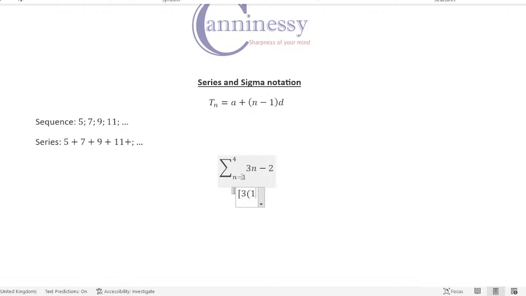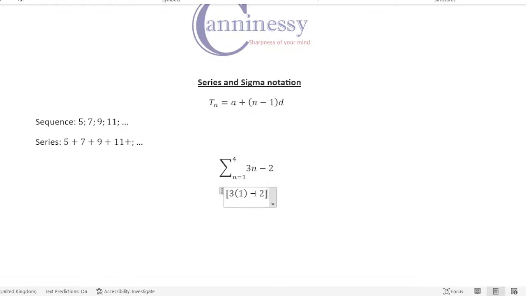It is not always 1. It can be any natural number: 2, 3, 4, 5. It does not mean it's always 1. This is just an example. So here we first substitute 1, then minus 2.